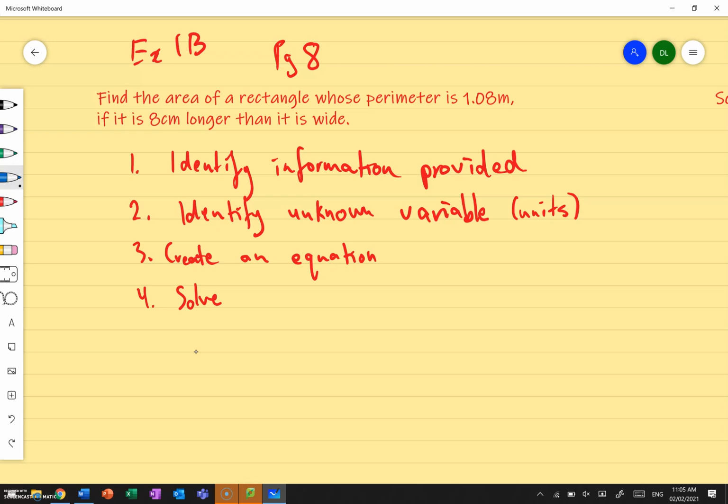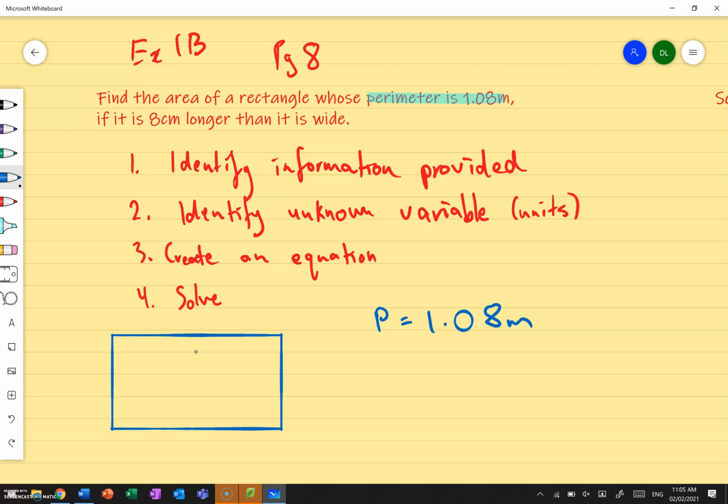So find the area of a rectangle, and you guys are going to be very impressed by our rectangle drawing skills. That was by hand. So find the area of a rectangle whose perimeter is 1.08 meters if it is 8 centimeters longer than it is wide. So what's the first thing I need to do? What's the first step? Identify information. Perfect. What information has been given to me? Perimeter is 1.08 meters. I'm going to write that out as P equals 1.08 meters.